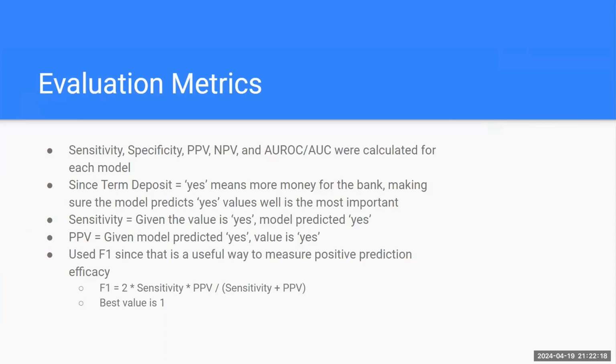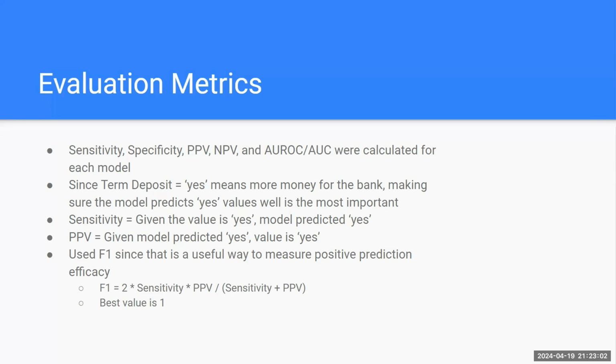Evaluating the models against each other, we used several metrics: sensitivity, specificity, positive predictive value, negative predictive value, as well as the AUC score. For our data set, the yes was far more important than the no, because the yes means that someone is subscribing to a term deposit, which gives the bank money. So that was what we wanted to focus on, and particularly that focuses on the sensitivity and the PPV. Sensitivity means that given that a value is actually yes, the model predicts yes, and PPV means that given that the model predicts yes, it is actually truly yes.